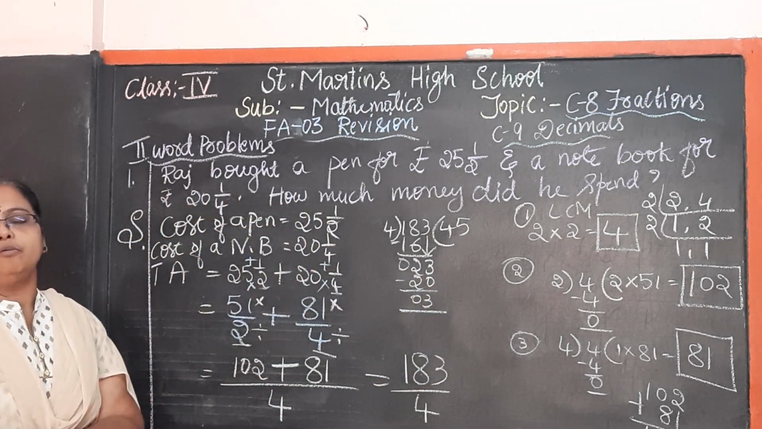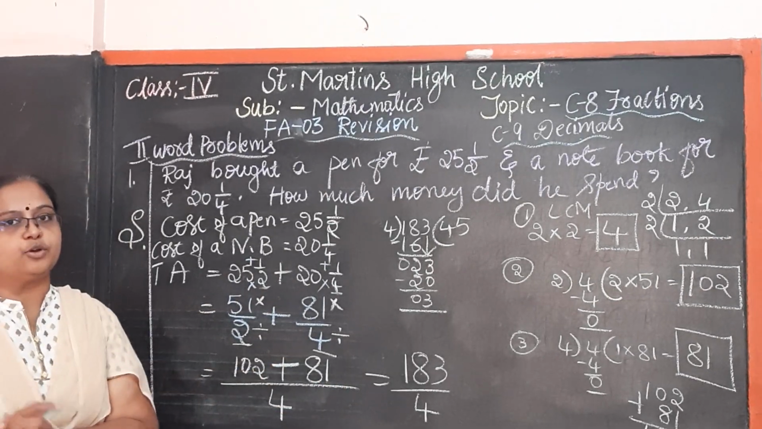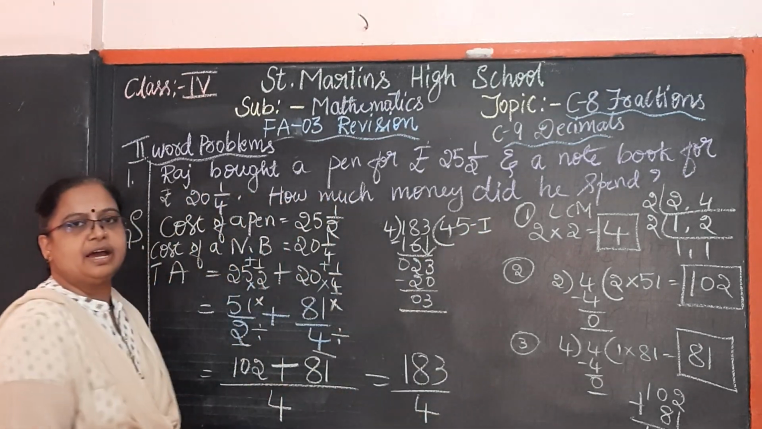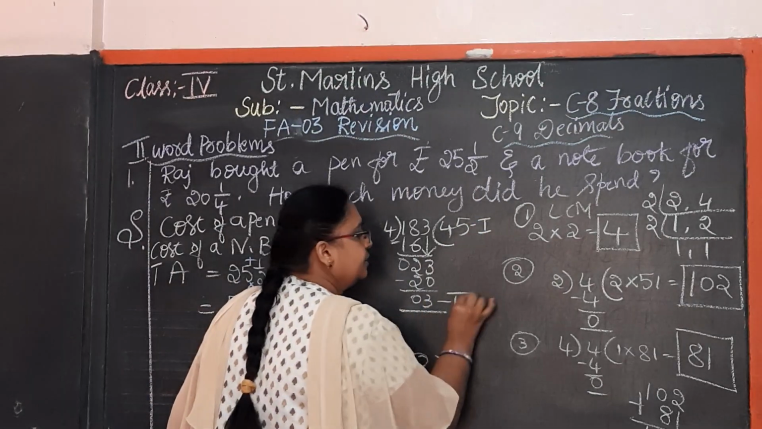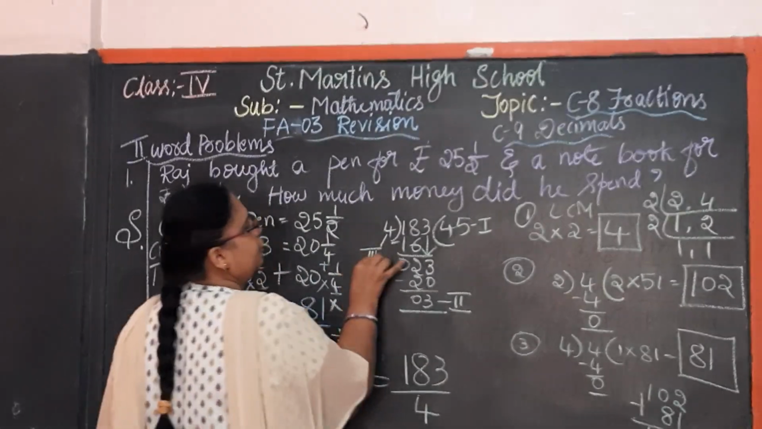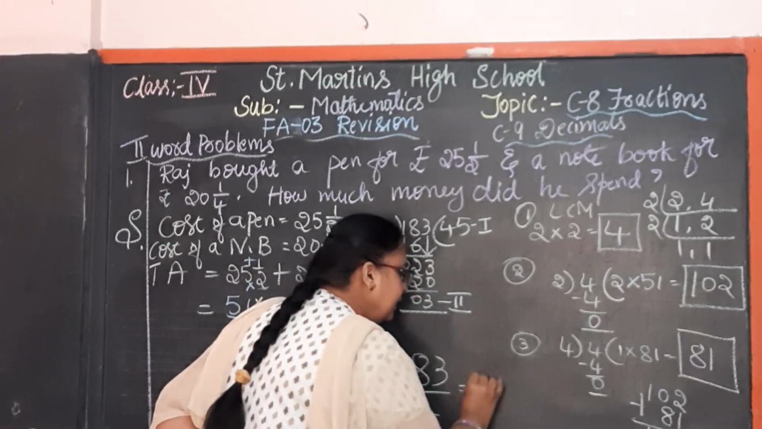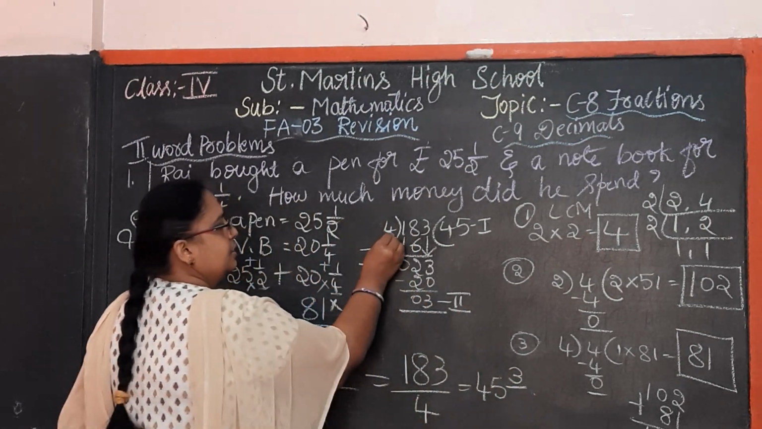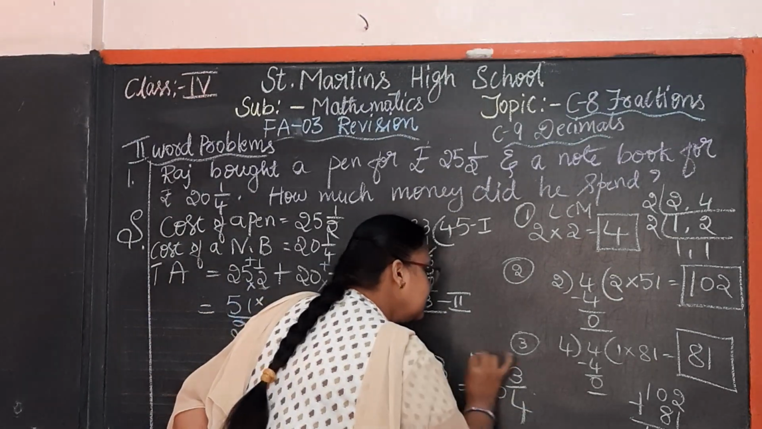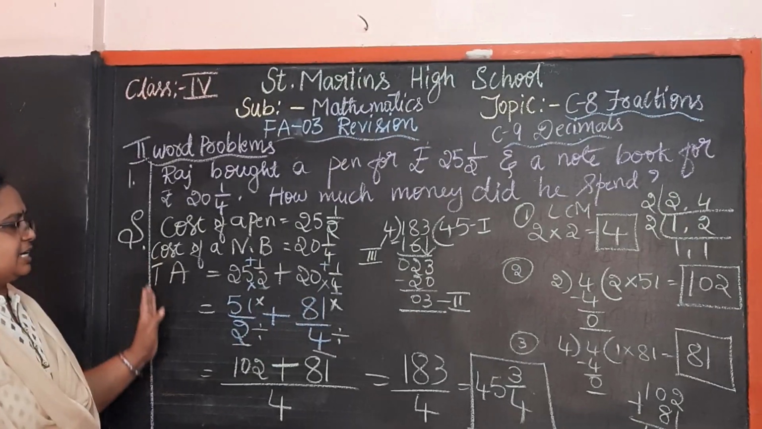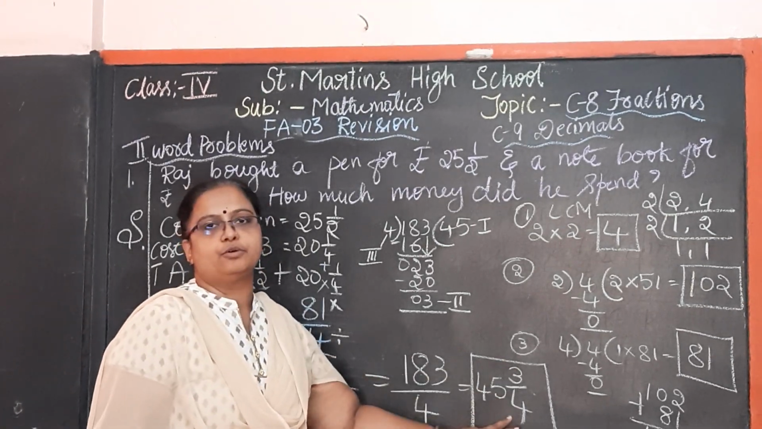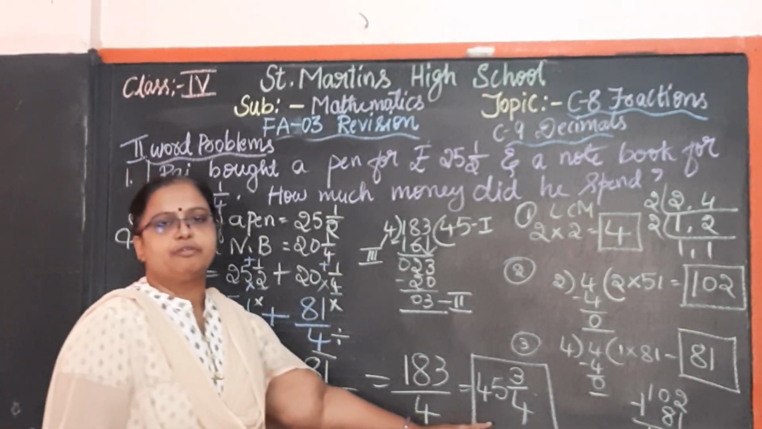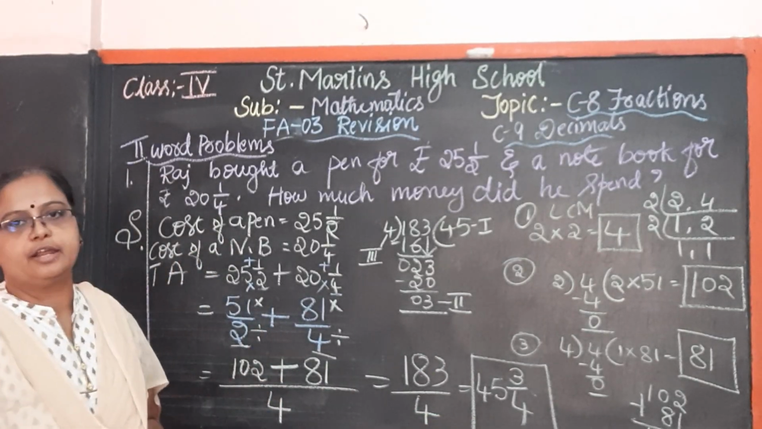Children, how do we have to write it here? I taught you, is it not? First we have to write 45, second that is 3, and third we have to write this 4. What is the first number you have to write? 45. Second number is 3. Third number is 4. This is the answer. Raj has spent rupees 45 3 by 4 for a pen and a notebook. The total amount Raj has spent is rupees 45 3 by 4.